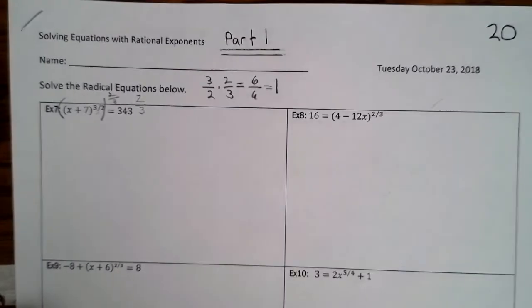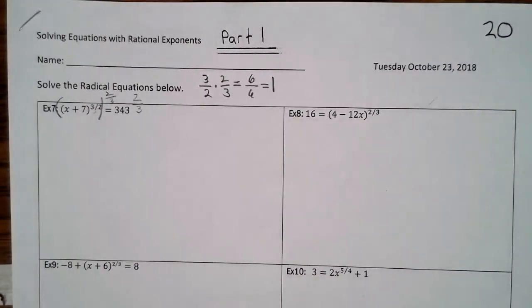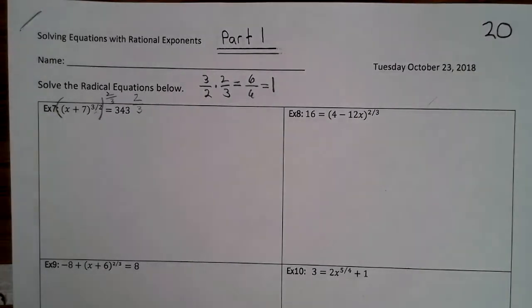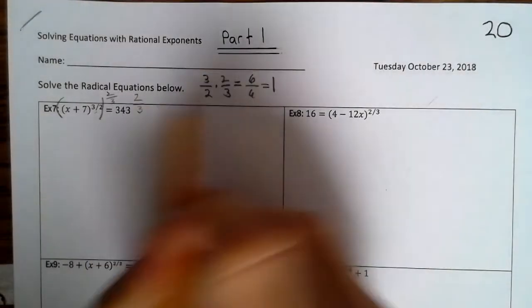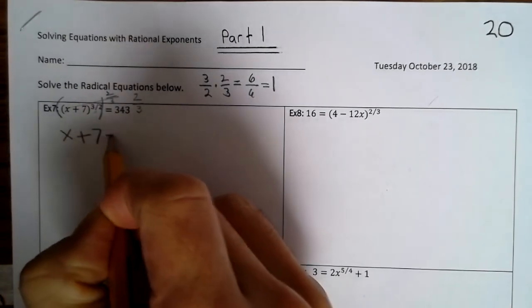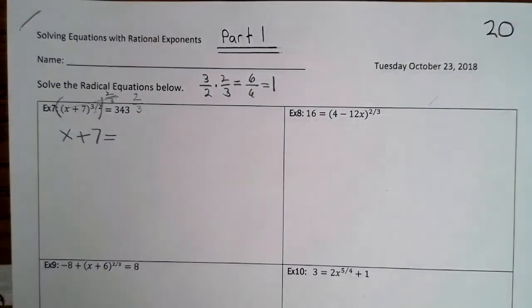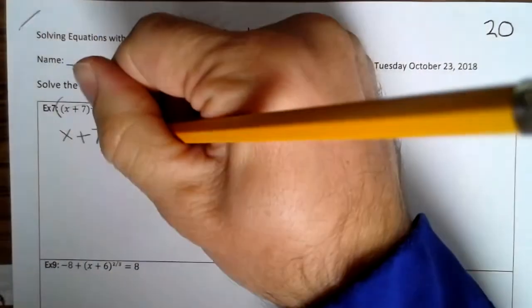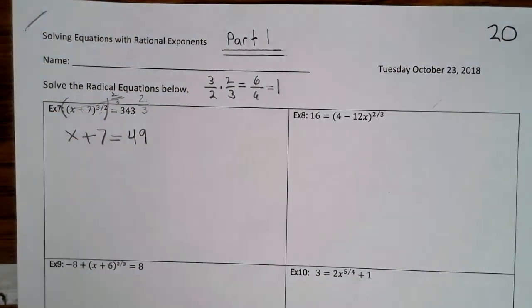From here we see that that becomes the power of 1, so you're left with x plus 7 equals, if you put this in your calculator, 343 to the 2/3 power is 49. Last step, subtract 7 from both sides. X equals 42.